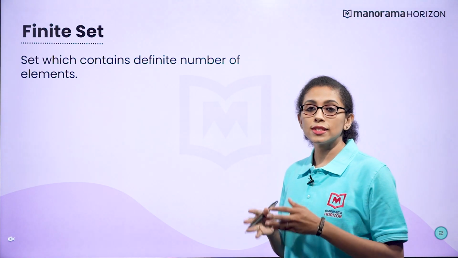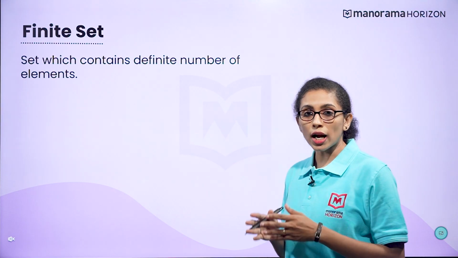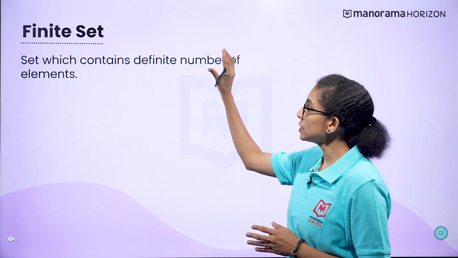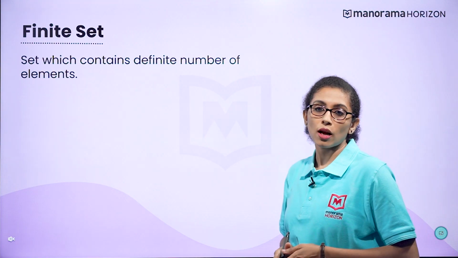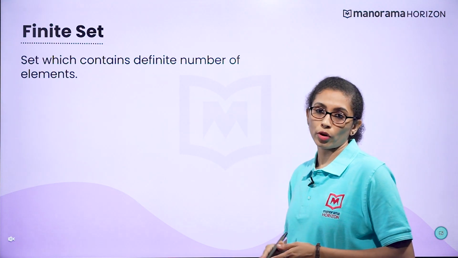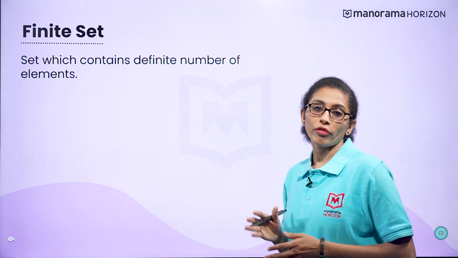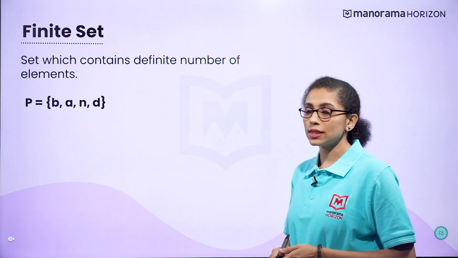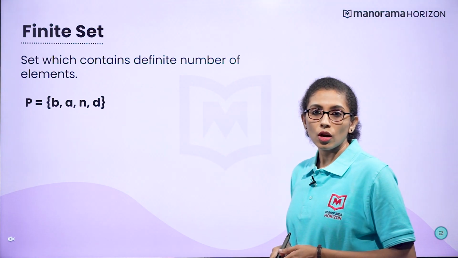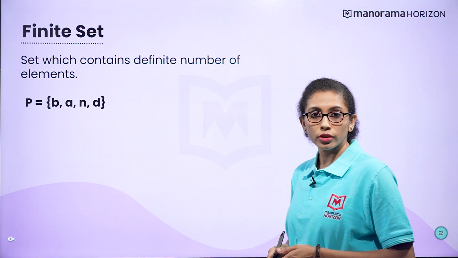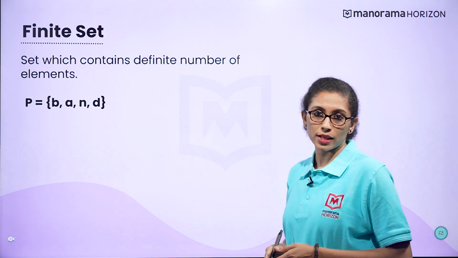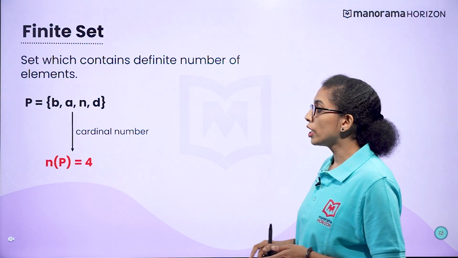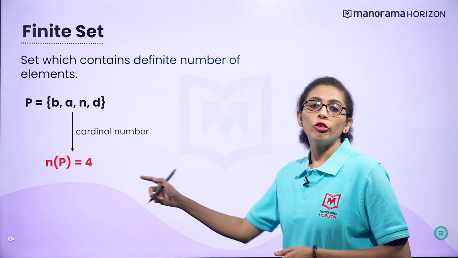A finite set is defined as a set which contains a definite number of elements. The number of distinct elements in this set is denoted by its cardinal number. The cardinal number of a set A is n(A). For example, if P is equal to the set {B, A, D}, how many elements are there in the set? Here we have 3 elements in the set. So, its cardinal number will be equal to n(P), which is equal to 3.